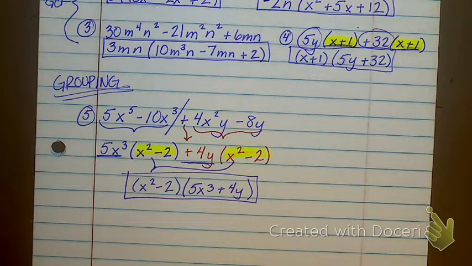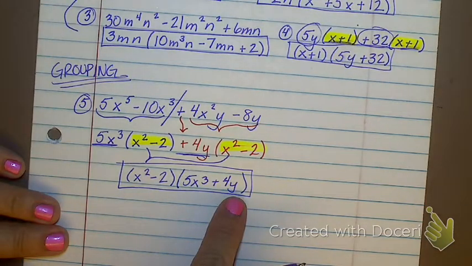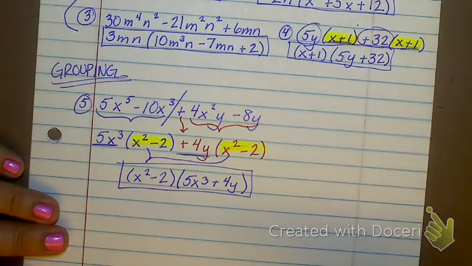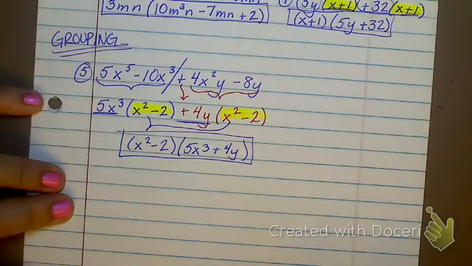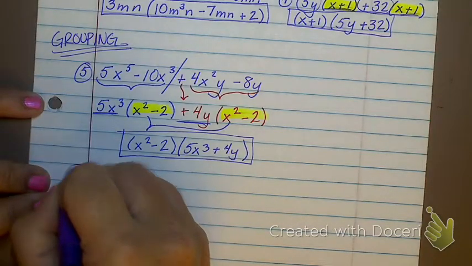By the way, can I check my answer to see if I did this right? How do you undo this to see if you did it right? You just multiply them out. Just multiply this like you would have on last night's homework, and as long as you get that, you did the problem correctly. All right? Couple more here.